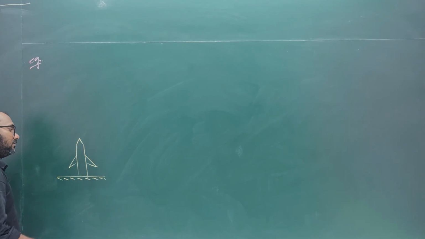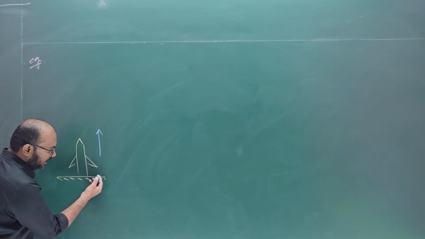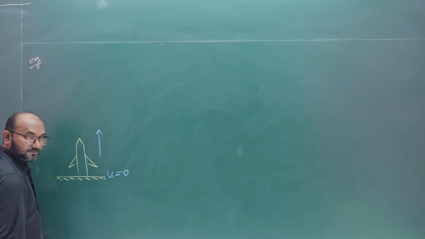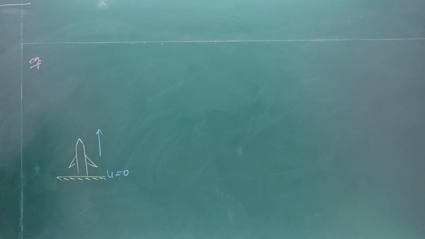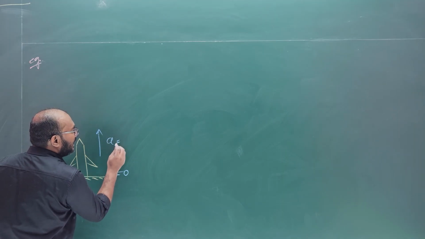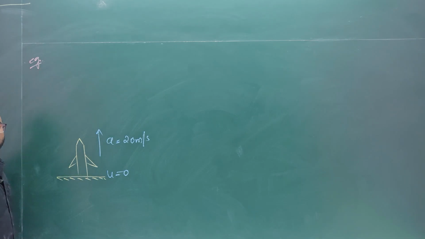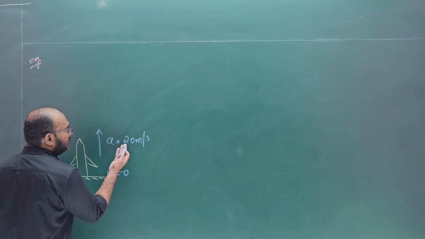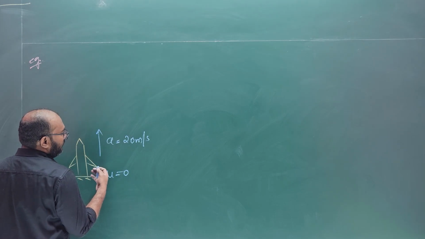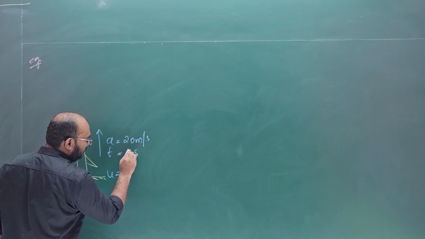Now this rocket, it says that at the ground initial velocity is 0. After that it accelerates at an acceleration of 20 meter per second squared. That is uniform acceleration. Take the time period as 4 seconds.